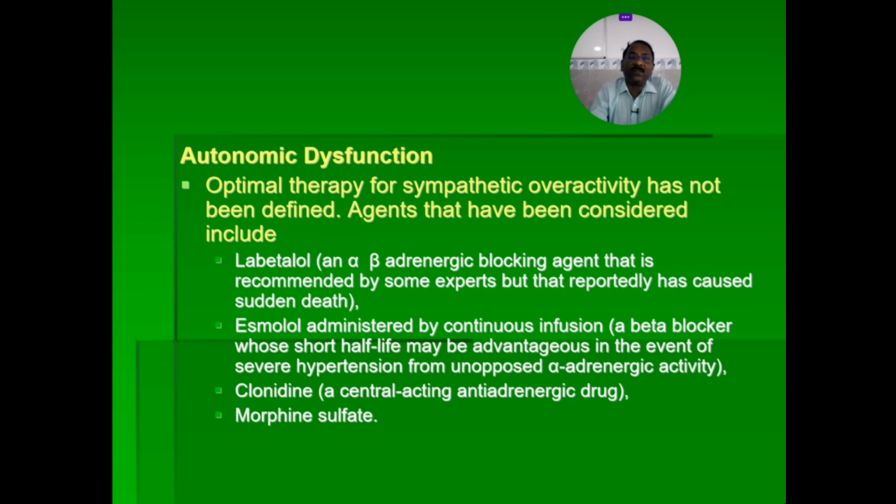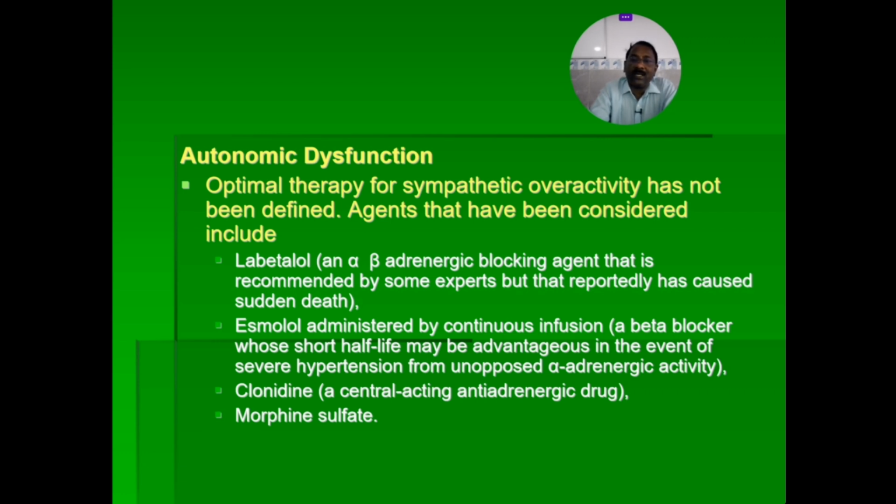And autonomic dysfunction. So the optimal therapy for the sympathetic overactivity has not been defined. Agents that have been considered include labetalol or esmolol. Labetalol is both alpha and beta blocker. Now it's the drug of choice in pregnancy hypertension. Earlier you used methyldopa. Now labetalol is the drug of choice in pregnancy hypertension. That is recommended by some experts, but a report has said it has caused sudden death. Esmolol, a continuous infusion, is a beta blocker available in parenteral form.